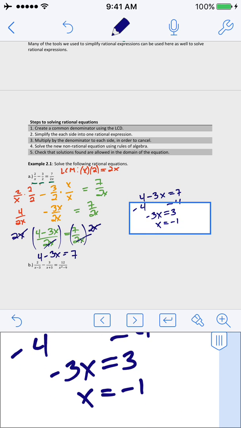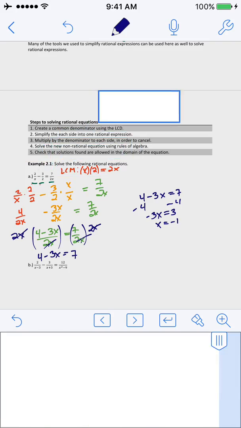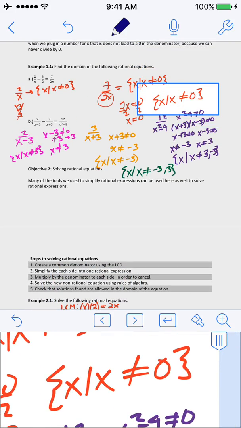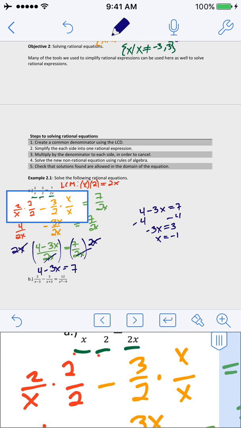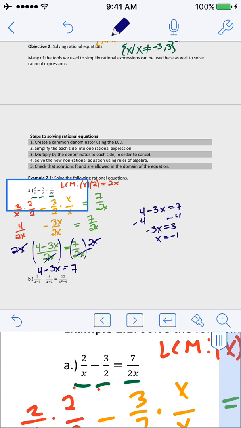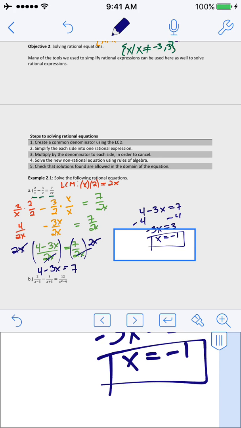But before I go boxing this answer, I'm going to remember what I just said about the domain. The domain says that if I plug this in, I'm not going to get 0 on any bottoms here. Well, we decided earlier that the domain was everything except 0. Since negative 1 is not 0, it's not going to be a problem here. And I can double check that real fast. I get 2 over negative 1 minus 3 halves equals 2 over 2 times negative 1. Yep, none of that's going to be 0. So I end up getting x is equal to 1/2. Oh, sorry, negative 1.